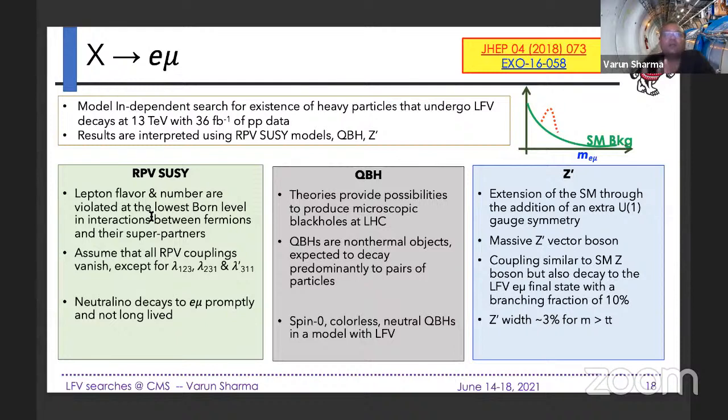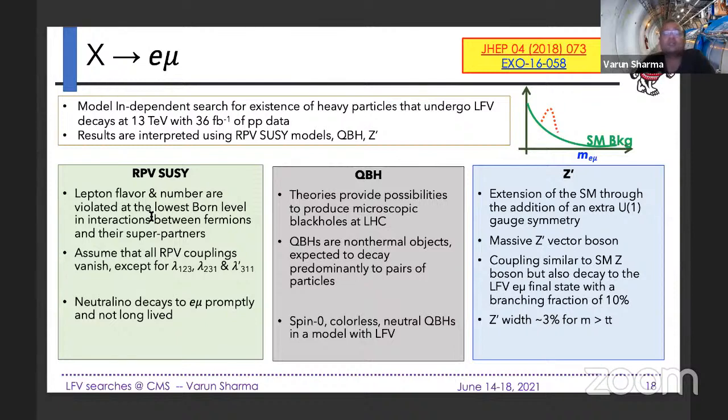And all the RPV couplings are assumed to be zero except for lambda 123, 231 and these couplings. The sneutrino decays to e-mu, and it's an important aspect that the sneutrino decays to e-mu promptly, and is not assumed to be long-lived. There is a separate dedicated search for long-lived particles because they have different triggers and many other factors included. The other search is the quantum black holes.